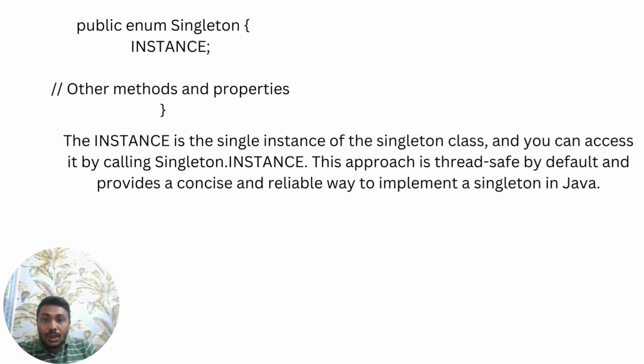If you use an enum instead, you can access the instance by calling Singleton directly. This approach is thread safe by default, and it provides a concise and reliable way to implement a singleton in Java. So that is the way you can follow.